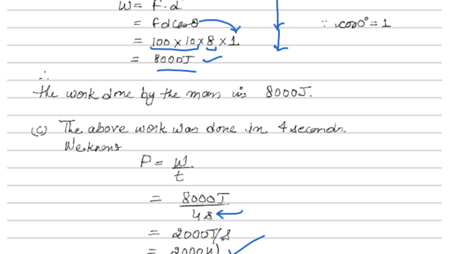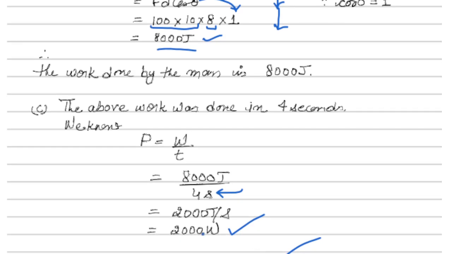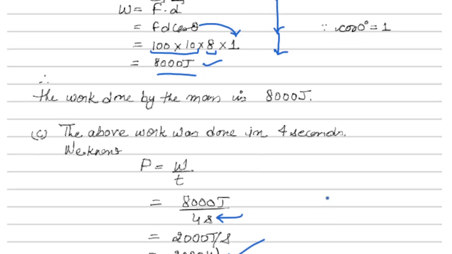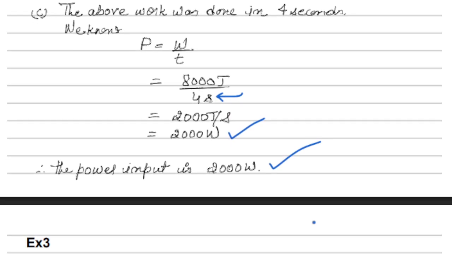2000 joules per second, and that's what the shorthand is, 2000 watts, and in SI we represent power as W. So we'll write 2000 watts. This is the power input, the power which the machine is getting. But whether that machine is able to convert that input to the output, that is the question. That is why the next part of the question starts.